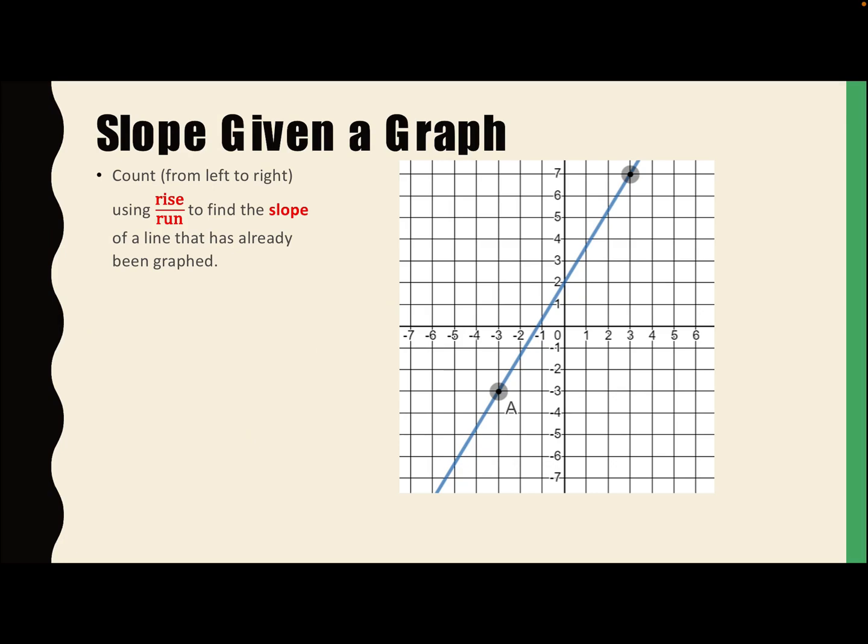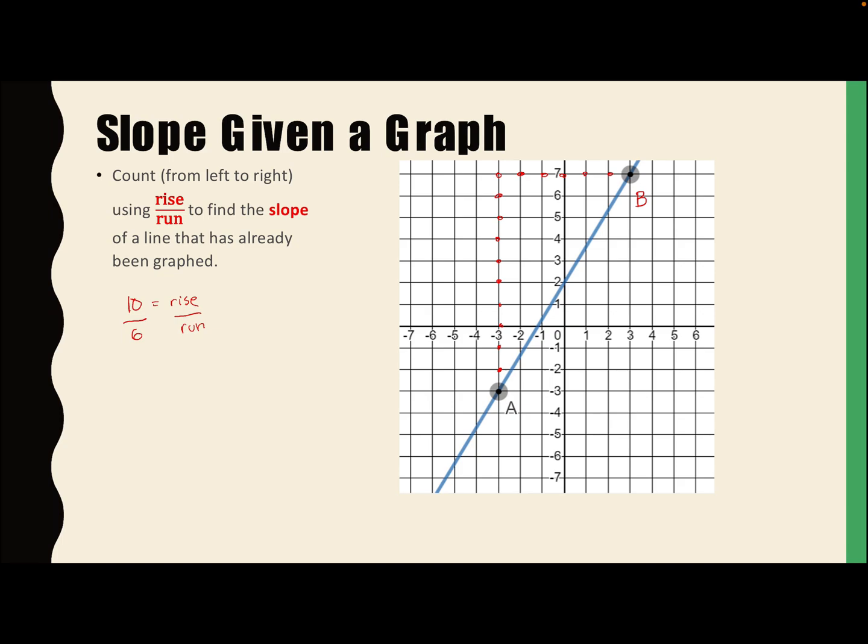All right, so if you have a graph given 2 points, the easiest way to get the slope is to do rise over run. I'm going to call that point B. From left to right, we count rise over run. To find the slope of line AB, we go up 1, 2, 3, 4, 5, 6, 7, 8, 9, 10. So our rise is equal to 10, and then our run is 1, 2, 3, 4, 5, 6. So 10 over 6 is equal to rise over run.